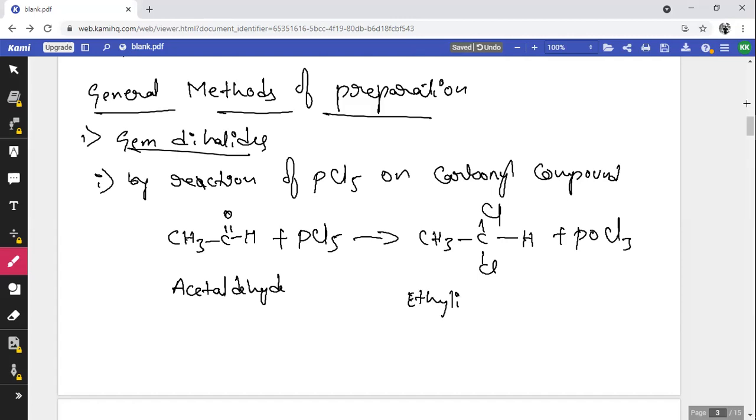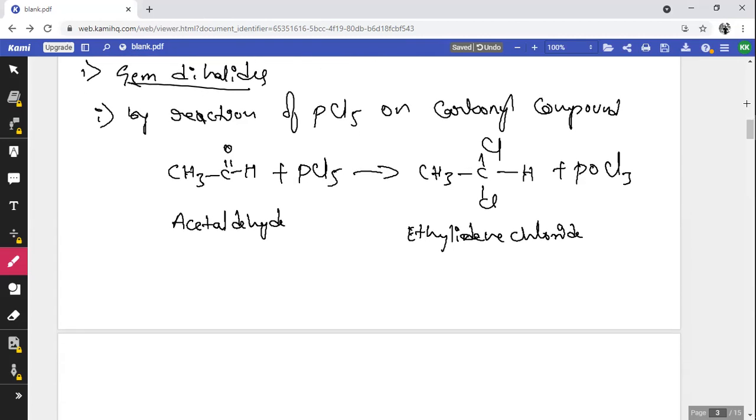ethylidene chloride. So it is a gem dihalide obtained by the reaction of PCl5 on a carbonyl compound. We will give an example by taking a ketone.